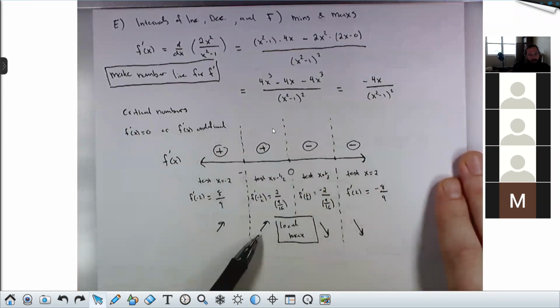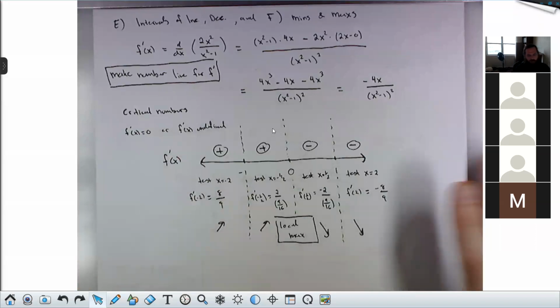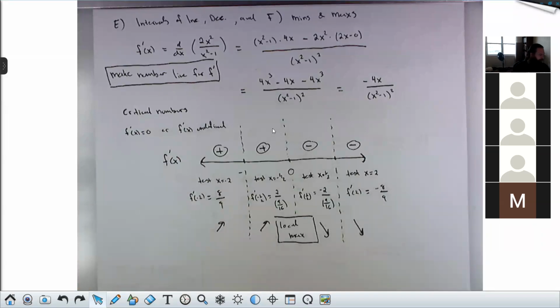We're increasing on both sides of -1. We're decreasing on both sides of +1. So there's no mins or maxes there, but we definitely have a max here. And we know that there shouldn't be a min or a max at -1. Why? Remind me. It's not a critical point. Good. -1 isn't a critical number. Why? F prime is undefined there.